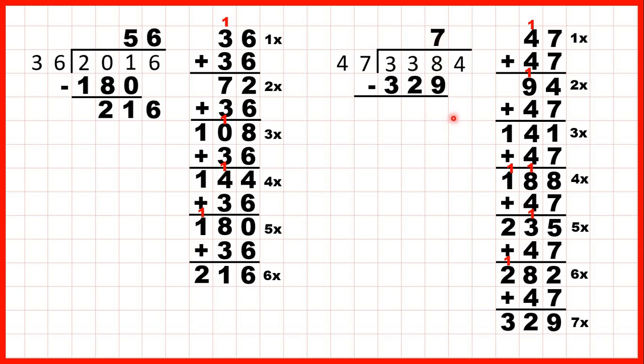Now we subtract and bring down. 338 minus 329 is 9, and we can bring down the 4, so we have 94 divided by 47. Now 94 is in the 47 times table. That's exactly 2 times 47, so we know that 2 must be the last digit of our answer.